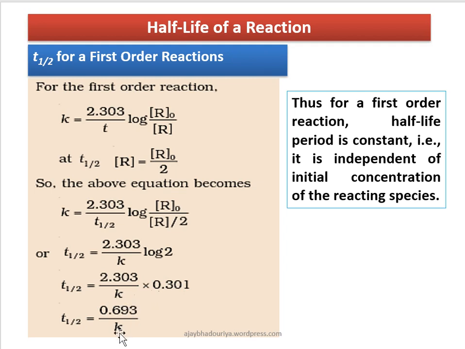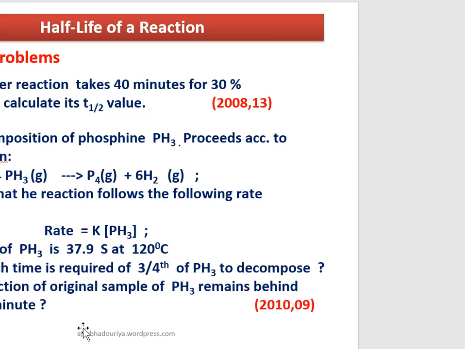0.693 upon K. This equation is showing that for the first order reaction, the half-life time is independent of the concentration of the reacting species, because here there is no concentration: T half is equal to 0.693 upon K. For the first order reaction, T half is independent of the initial concentration of the reactant.